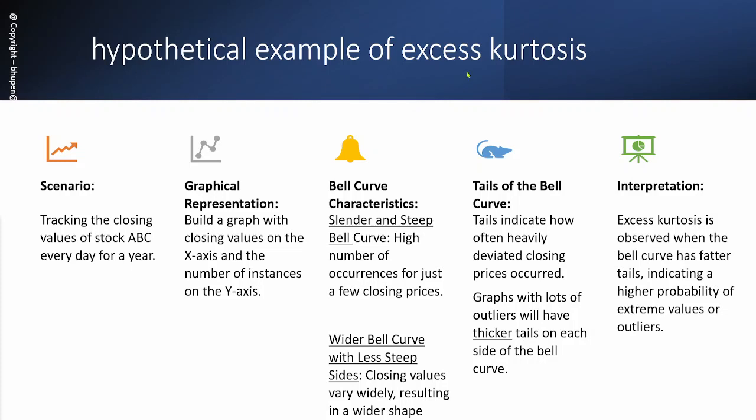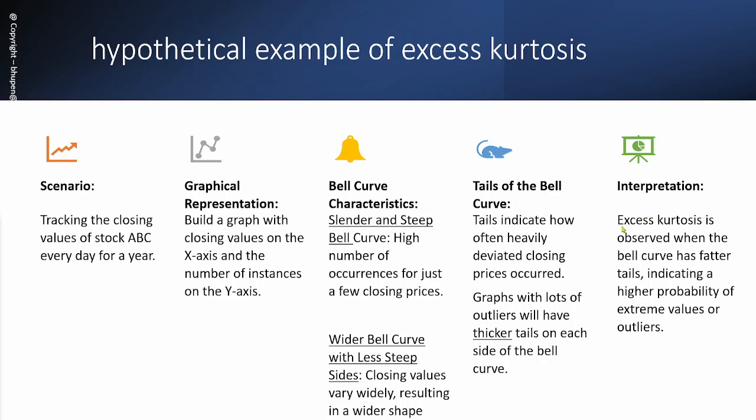Now we look at excess kurtosis. Let's say we have a data column with the closing values of a stock for every day for a year, and then we plot it. On the x-axis would be the closing values, and the y-axis would be the frequency or the count. The bell curve would be either slender or steep, with a high number of occurrences for just a few closing prices, or wider and less steep, where closing values are varying very widely. Those are the cases that we look for in such curves, so they are indicative of outliers.